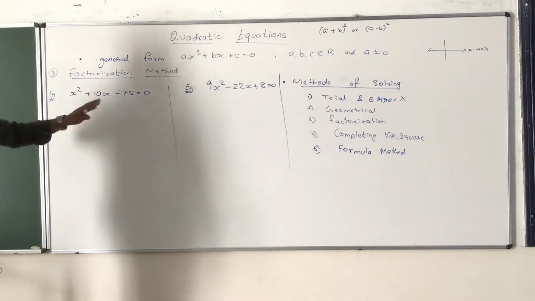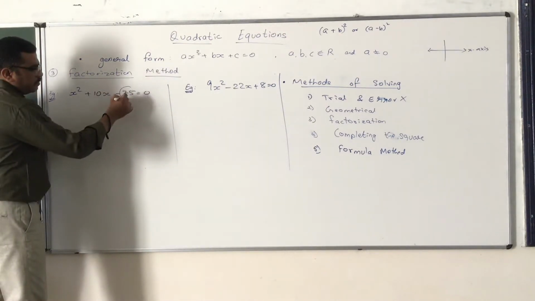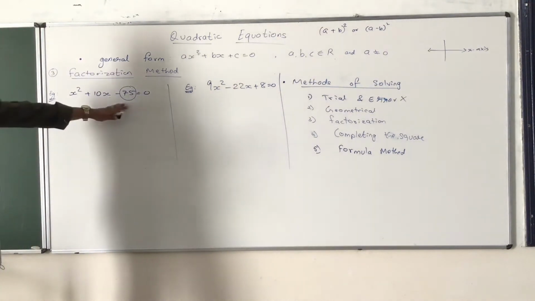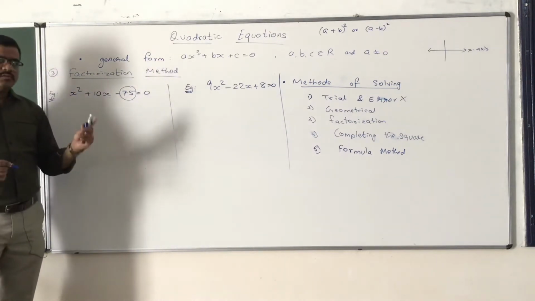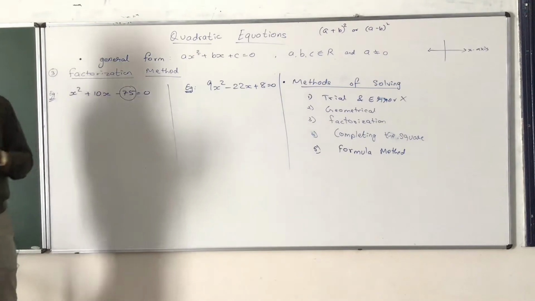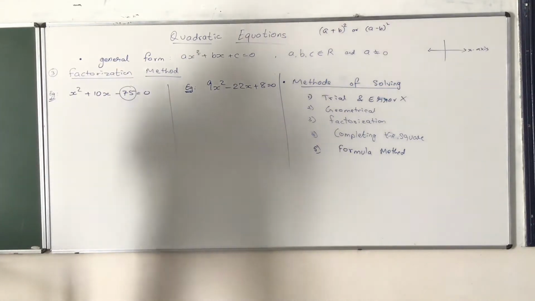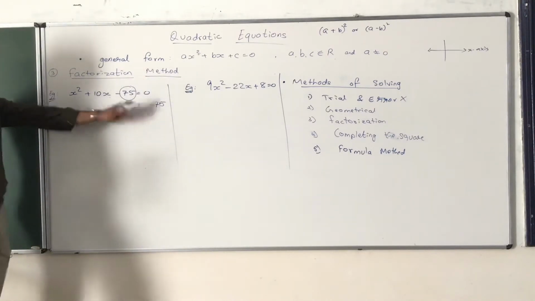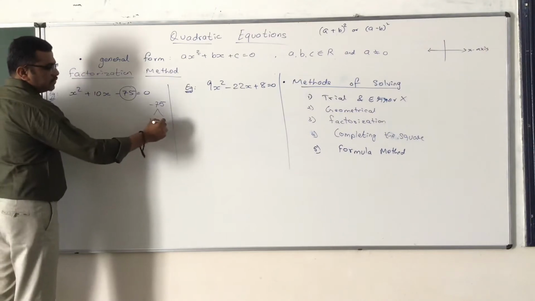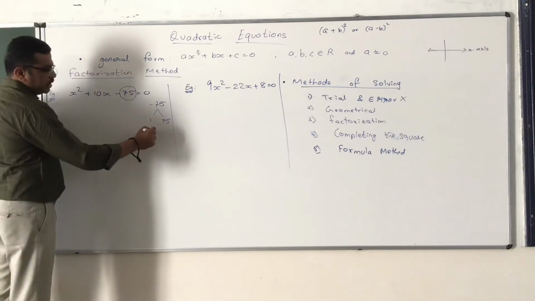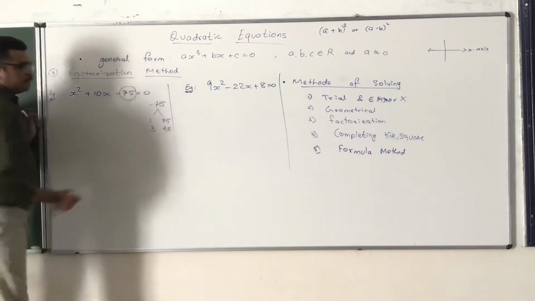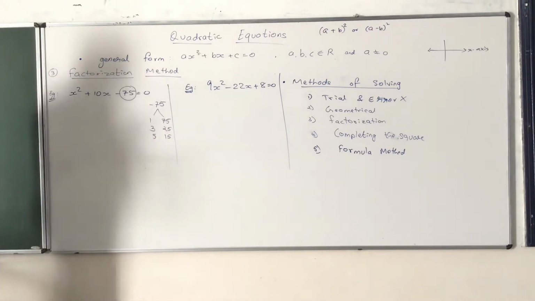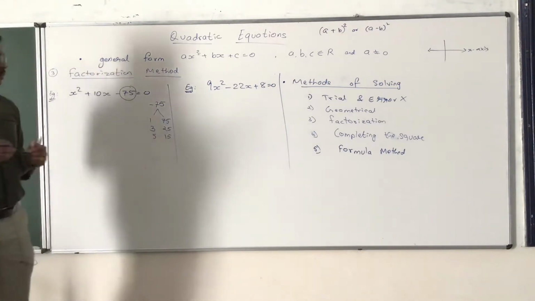Now what Babylonians did was they found the factors of the constant term and they selected those factors which add up to the coefficient of x in the equation. So let us check what are the factors of negative 75. So the factors of 75 are 1 times 75, or it can be 3 times 25, or it can be 5 times 15, and I guess we have all the factors of 75.